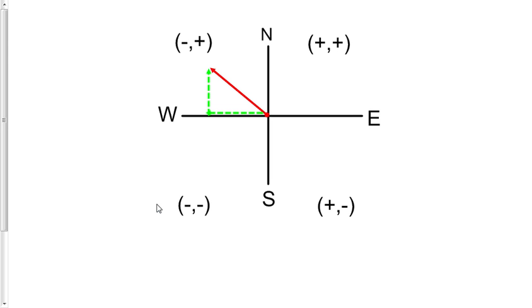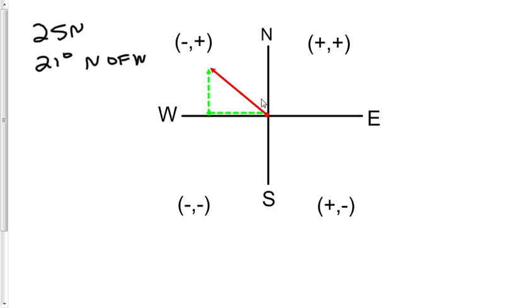Okay, now we're going to look at a vector placed in standard position. Now remember, a vector is anything that has a magnitude and a direction. We place the vector in standard position from the origin. In this case, let's look at a 25 Newton vector that is 21 degrees north of west.